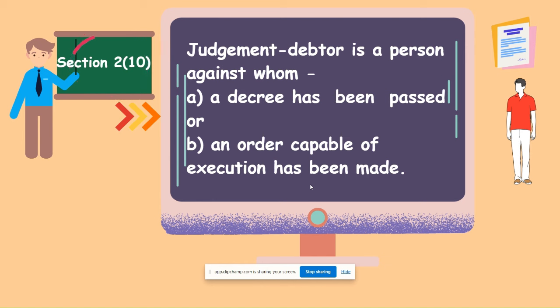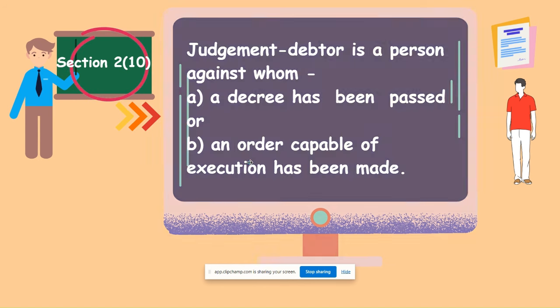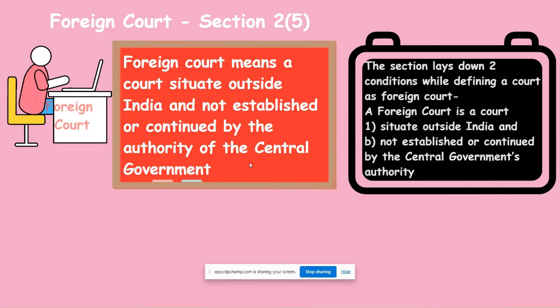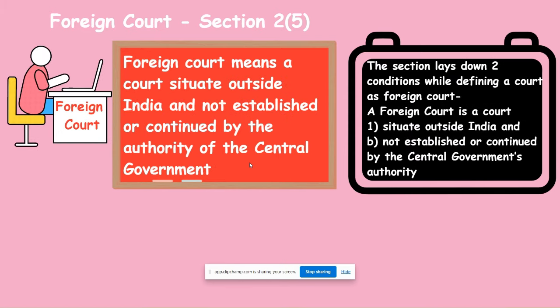Now, the judgment debtor is a person against whom a decree has been passed or an order capable of execution has been made. This is what we have seen. Now the important definition is about foreign court and foreign judgment.